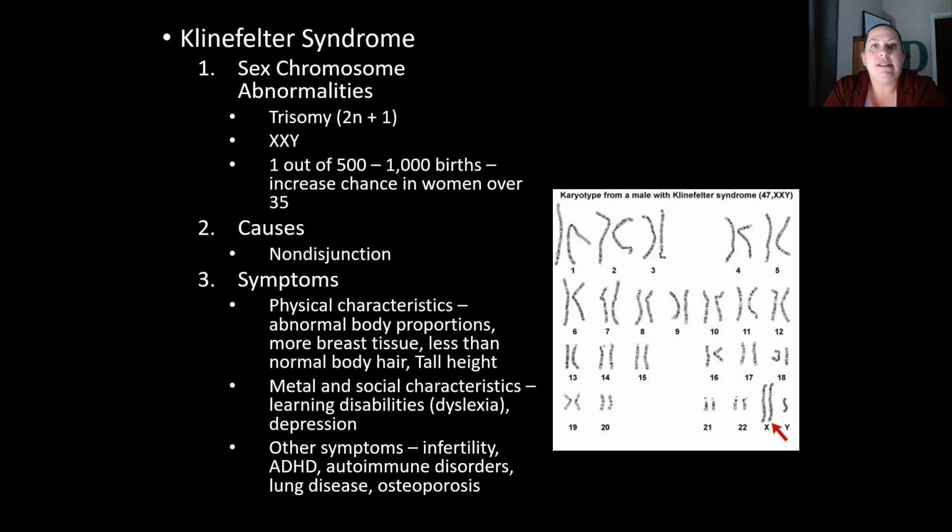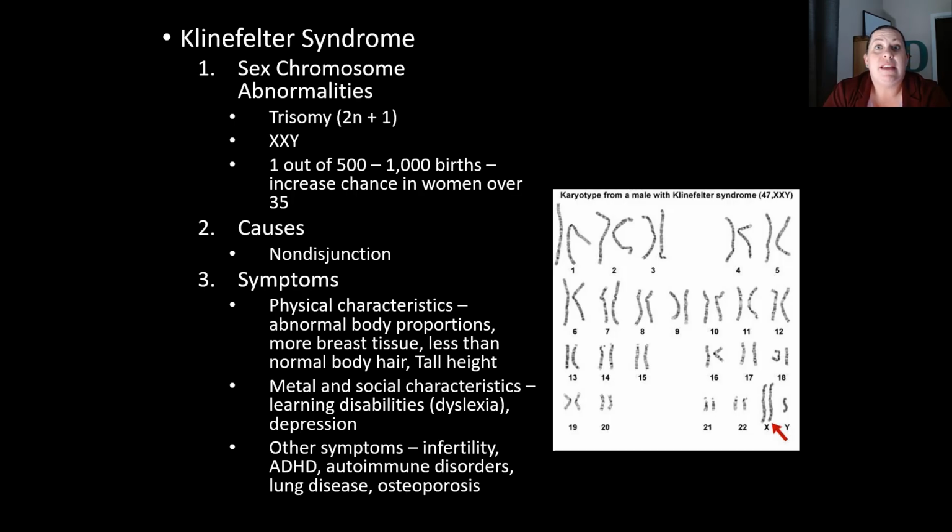Klinefelter syndrome is also a sex chromosome issue where there's going to be an XXY, which means it's a trisomy. This happens in 1 out of every 500 to 1,000 births. And there's an increase in chance of this in women who are over the age of 35. Now, guys, this is true for almost any non-disjunction. And remember, I talked to you about when we were looking at the production of egg and sperm, that women are born with the amount of eggs that they will have, and they're suspended in that meiosis.